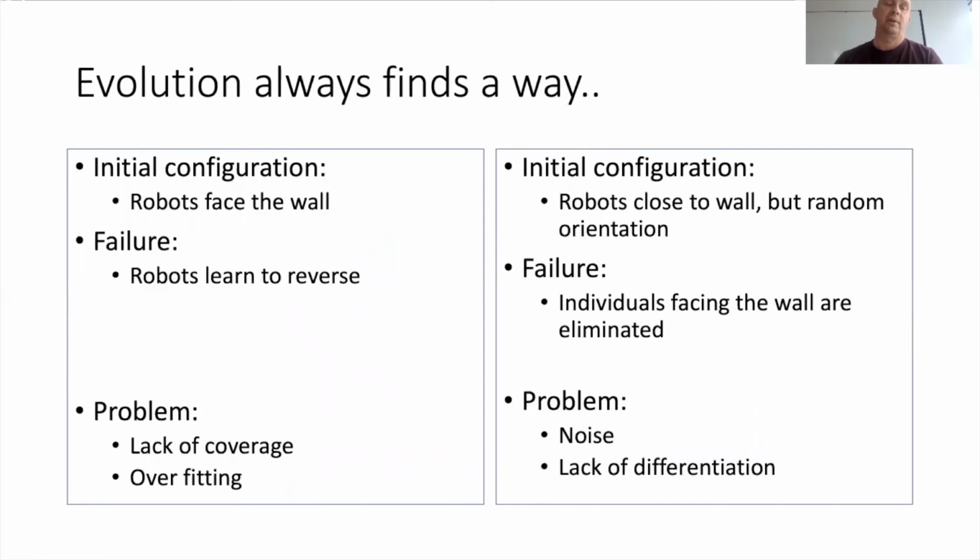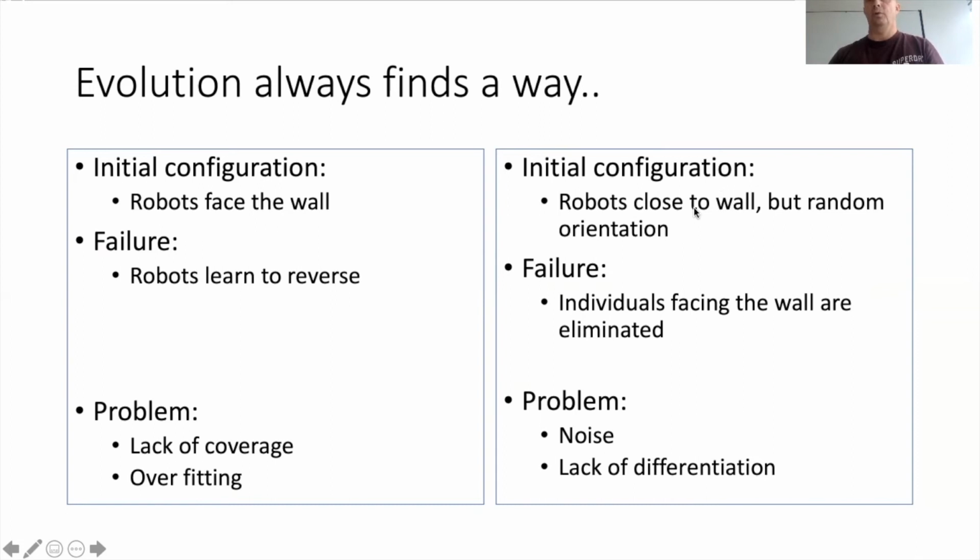So I also tried various other configurations just to see. I really wanted this to work in this environment. So I tried a system where robots face the wall from the beginning, because that's the difficult one. But of course, evolutionary computation is great, so it finds a solution where the robots always learn to reverse. So basically here it's a lack of coverage. I don't sample from the entire configuration space, so the robot can learn to overfit and exploit this situation.